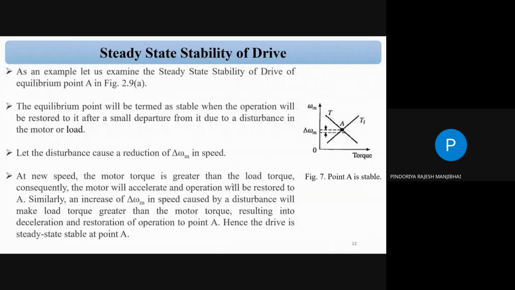So this is the theory part. Now, how can we check the stability? Take the graph, figure 7, where point A is stable. How can we say point A is stable? Any idea, students? Anybody give comments on this?